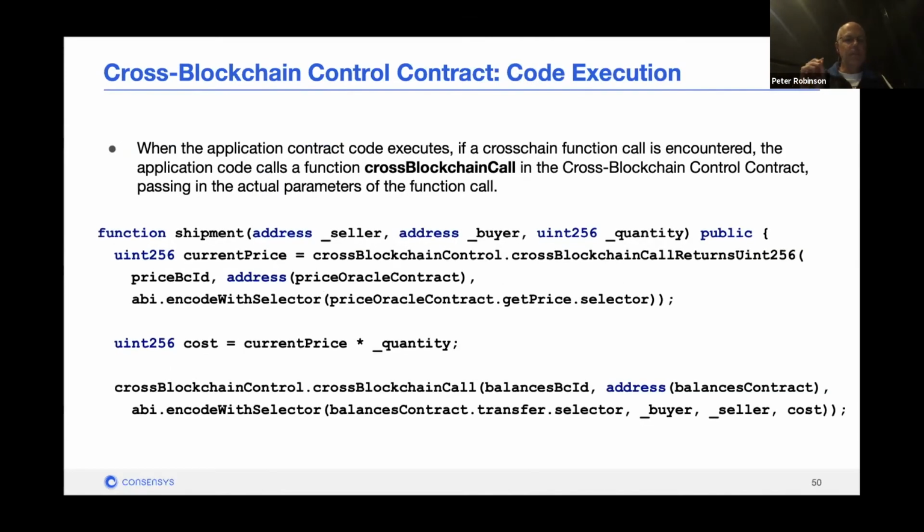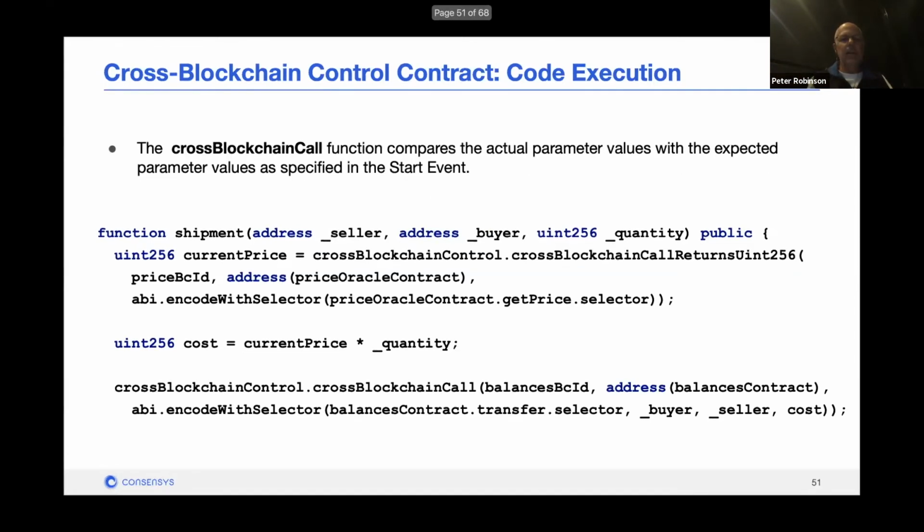When you're actually executing these cross-blockchain function calls in your business logic, you've got to call back into the cross-blockchain control contract and say, this is the actual values that have been given. Do they match what you expected?